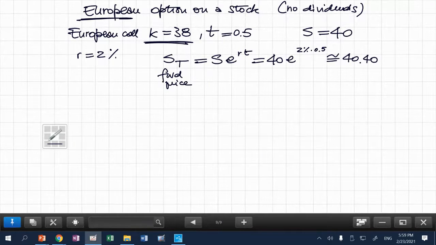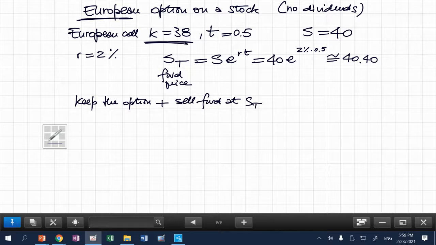The strategy here would not be to exercise the option and sell spot, because this is something I cannot do. But the strategy here is to keep the option until maturity, the only thing I can do, plus sell forward at the forward price ST.